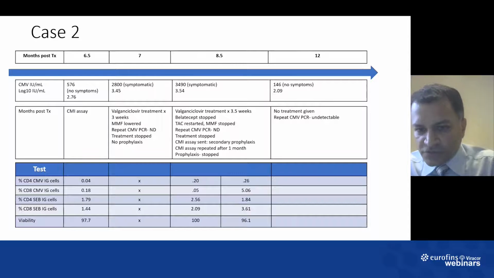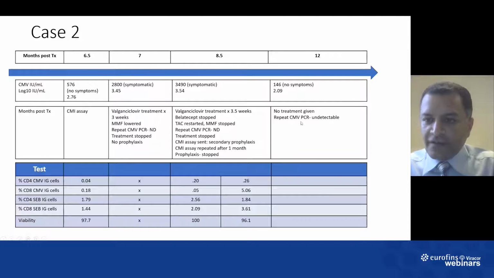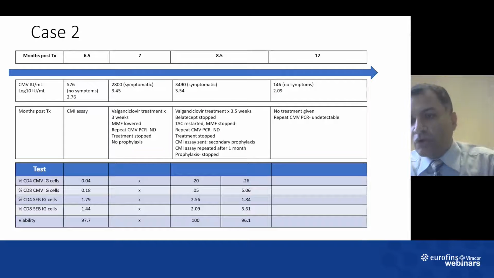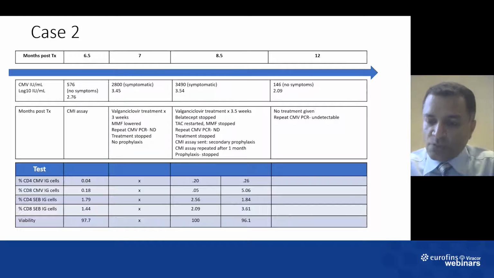Around 3 months after stopping the secondary prophylaxis, we did detect a very low level viremia of 146. Our institutional assay cutoff is 137. The person had no symptoms. So based on the previous immunity assay that we had a few months ago, low level of viremia, no symptoms, and overall ability to cut down on the immune suppression, the decision was made not to treat the CMV viremia, and subsequent CMV viral loads remained negative.